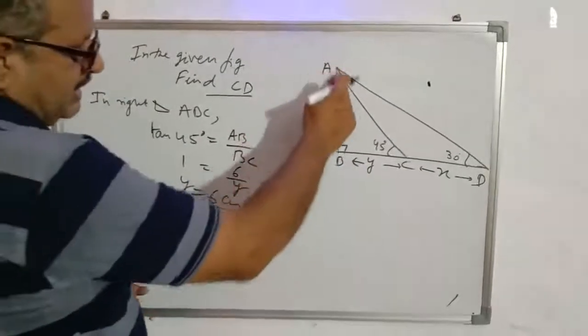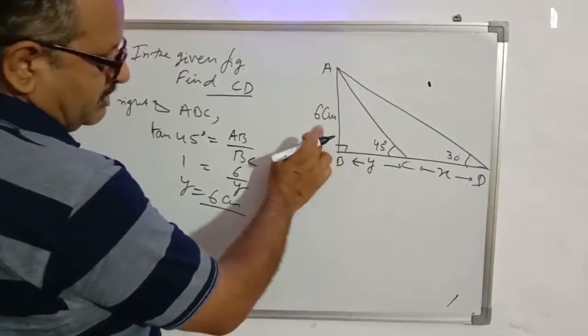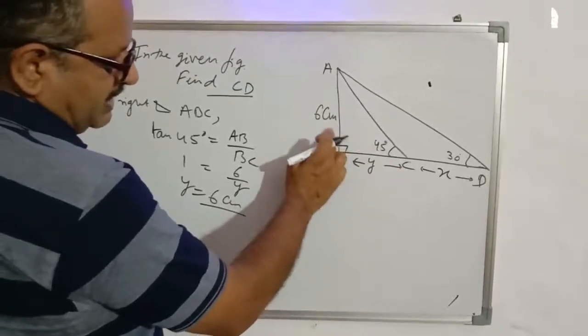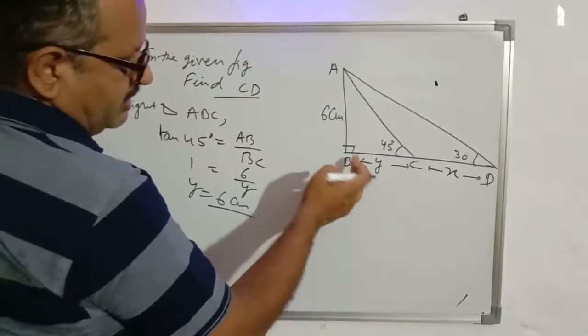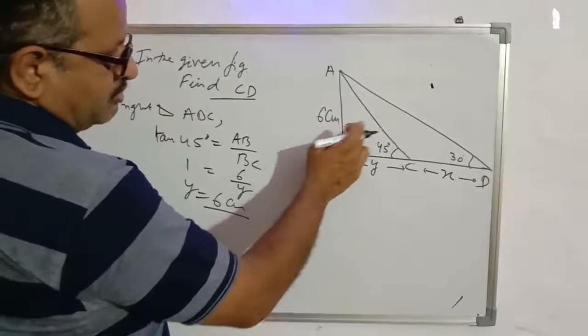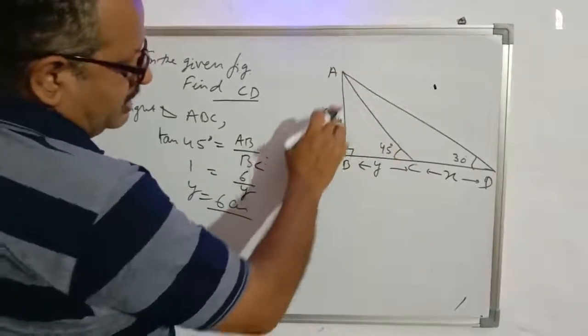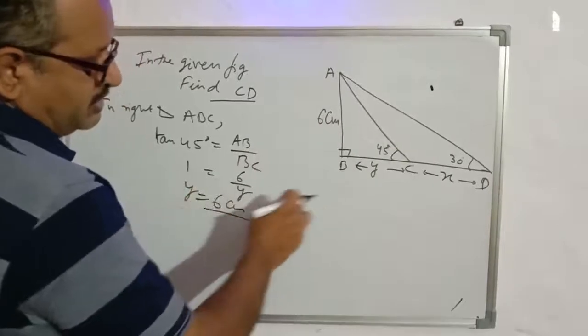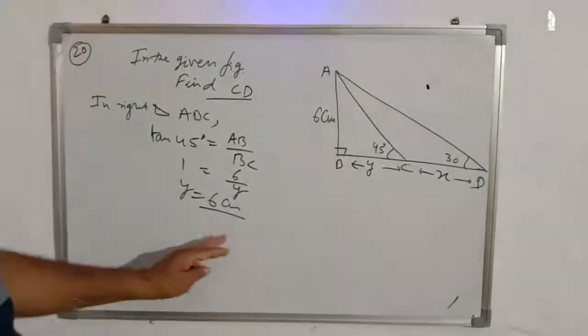So in this right angle triangle ABC, we have to find base and perpendicular is given 6. So we will take tan. Trigonometrical ratio, we can take tan or cot. We cannot take sine or cos, because in sine perpendicular by hypotenuse will come, and it is not required to find the hypotenuse. So we have to take tan 45. Y is 6.